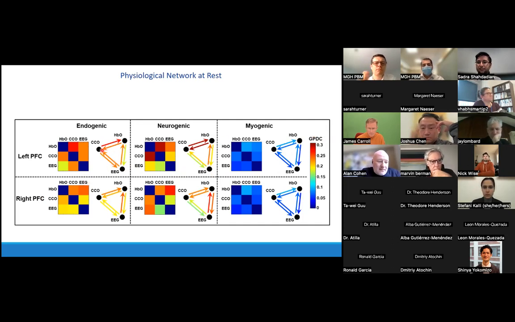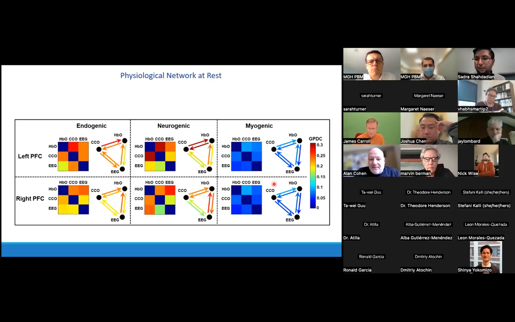And then, as you can see, we have a very strong coupling between CCO and HBO in endogenic and neurogenic bands. But we don't see many significant or strong connectivities or couplings between these three nodes in the myogenic band. In other studies, we have shown that the myogenic band is mainly responsible for the global connectivity in the hemodynamics. Because it's corresponding to the smooth muscle cells, the oscillations in this layer of the vessel wall are very global. It's not affected by the regional demand for oxygen or demand for glucose or anything. So what we're mainly focusing on is the endogenic and neurogenic band.